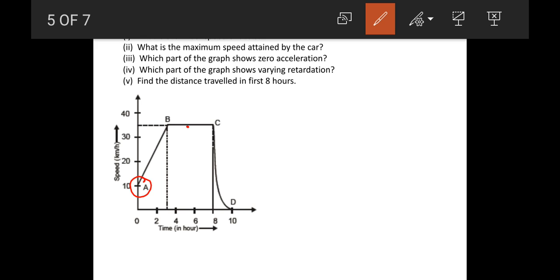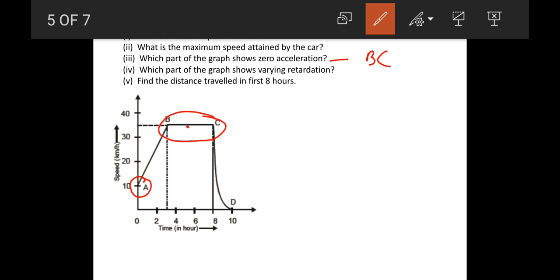Now next, which part of the graph shows zero acceleration? When I say zero acceleration, that means the part where your speed is constant. If you look at the graph carefully, you will observe that part BC of this graph has constant speed. So that part has zero acceleration. So this part BC is your zero acceleration. So the answer of the third one is BC. Here I will write BC, and for maximum speed you can write 35 km per hour.